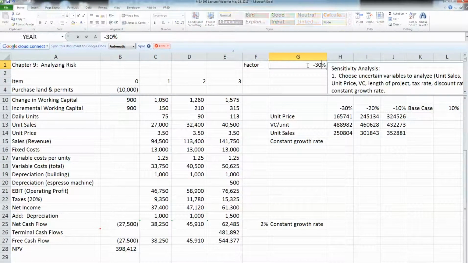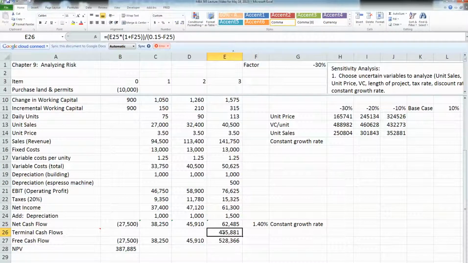Change this to minus 30%. And I'm going to actually extend the number of decimal places so you can see if growth is 30% lower than expected, 2% times 0.7, or 1 minus 0.3, 30% is 1.4%. So if growth is lower, this will have a smaller value, resulting in the net present value being smaller.